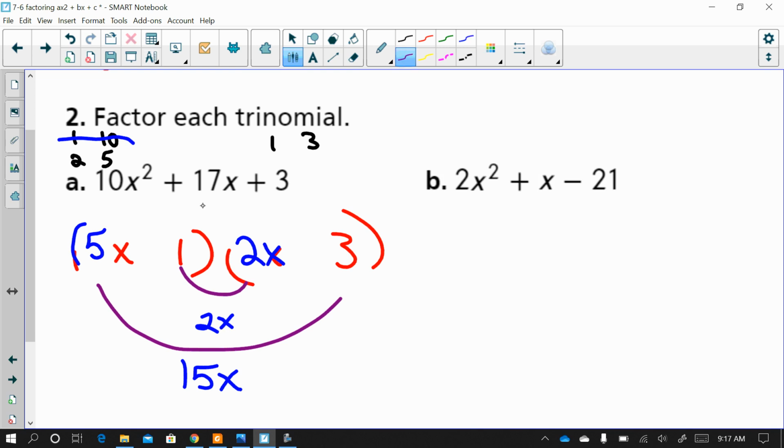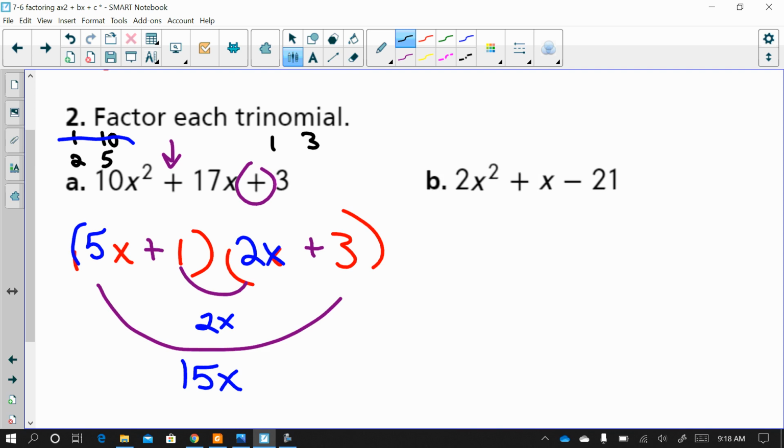Check out our signs. C is positive, okay, and B is plus, so they both get a plus sign. 5x plus 1, 2x plus 3. Okay, one more to do. 2x squared plus x minus 21. First things first, do you see a GCF? Absolutely not. Okay, so let's start listing our factors.